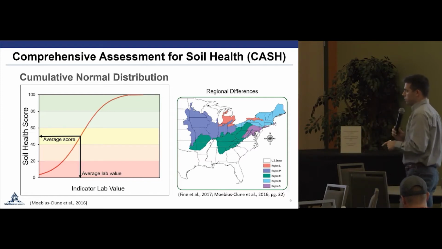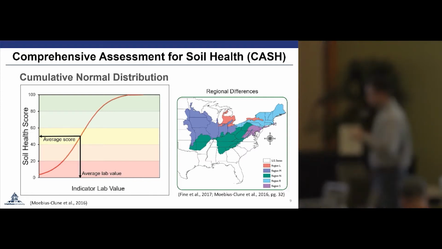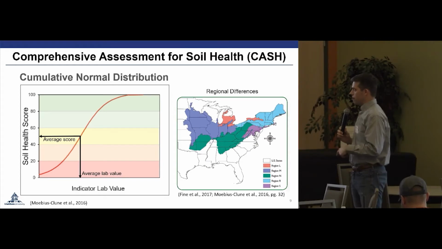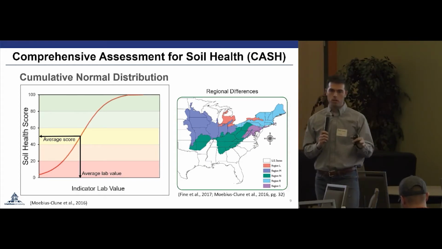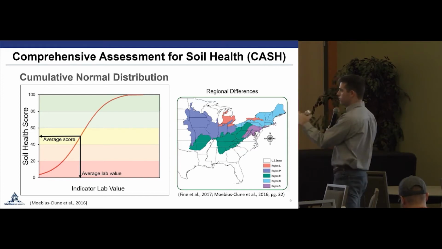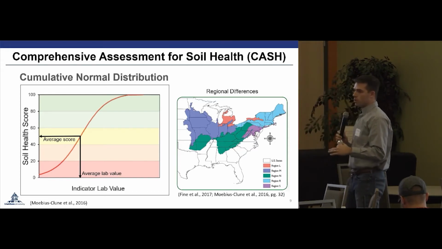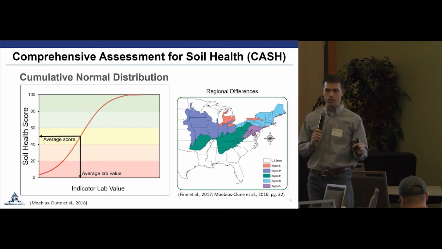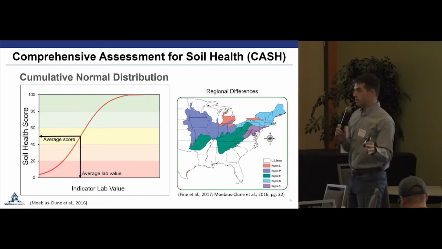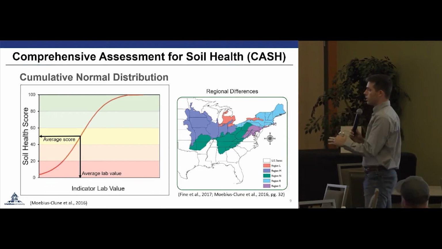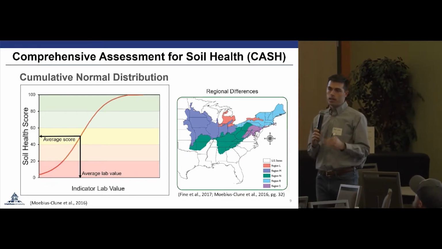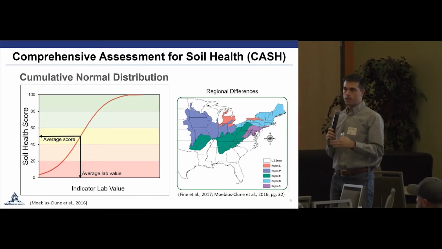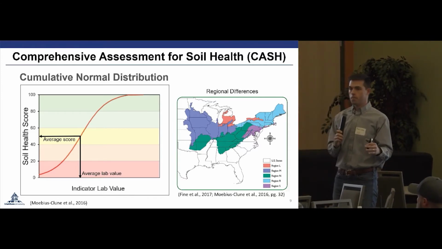That's really no surprise, but that has an effect on the scoring. The cumulative normal distribution is based on the lab value. So you think about the normal bell curve; this is just a cumulative version of that. Your low value is going to receive a score of 0, and your highest value is going to receive a score of 100. Your average indicator value would receive a score of 50.